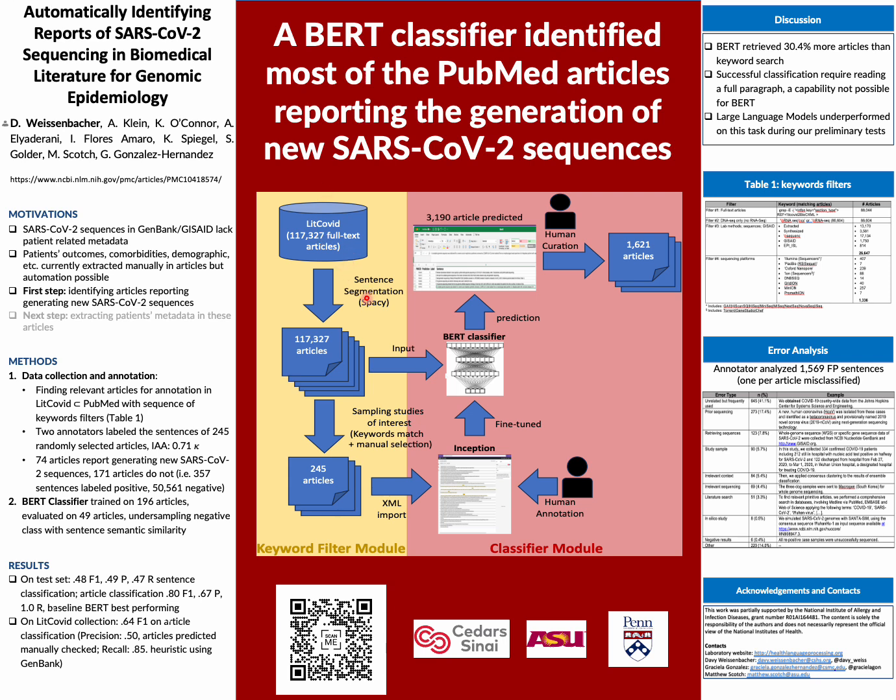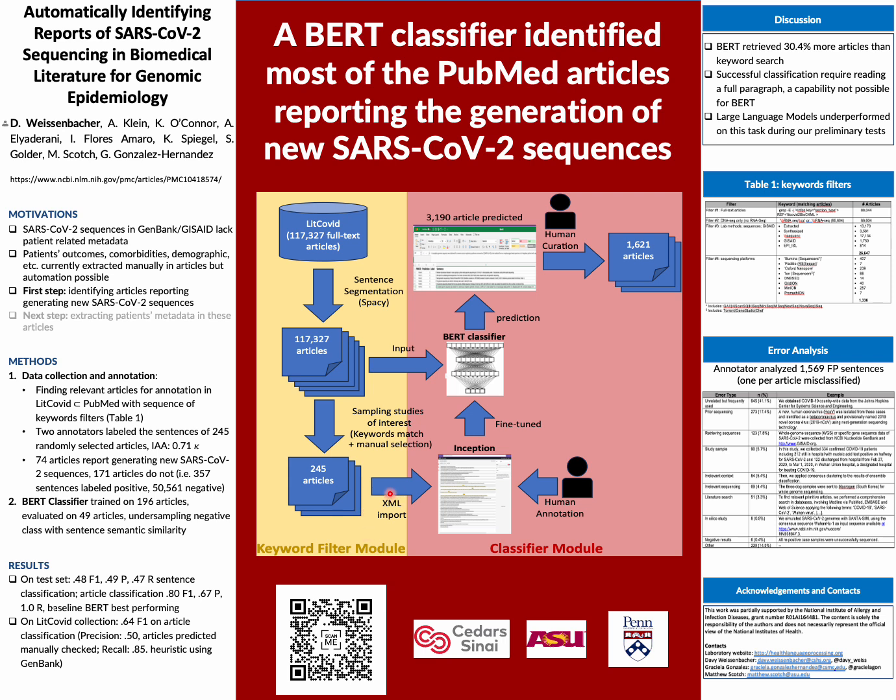Then we segmented the sentences of the articles using spaCy, and since the articles mentioning new sequences were sparse in the collection, we randomly sampled 100 articles to define keywords to match those articles. We applied the keywords on the 117,000 articles and randomly selected 245 articles for full annotation.